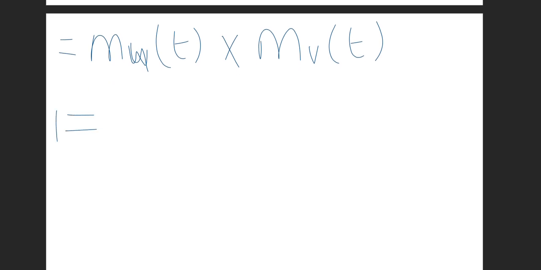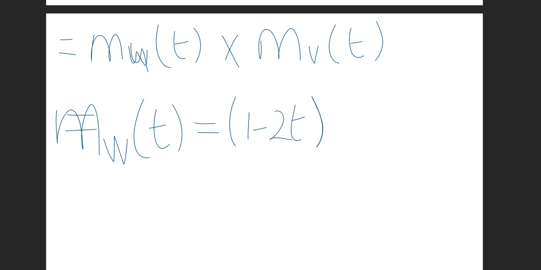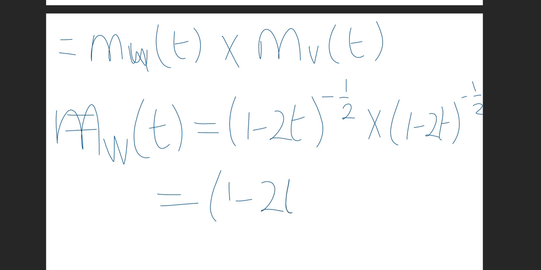So the moment generating function of W at t is going to be equal to 1 minus 2t raised to the exponent of negative a half, multiplied by 1 minus 2t raised to negative a half. This will be equal to, for powers of the same base, we add the exponents: 1 minus 2t raised to negative a half minus a half.